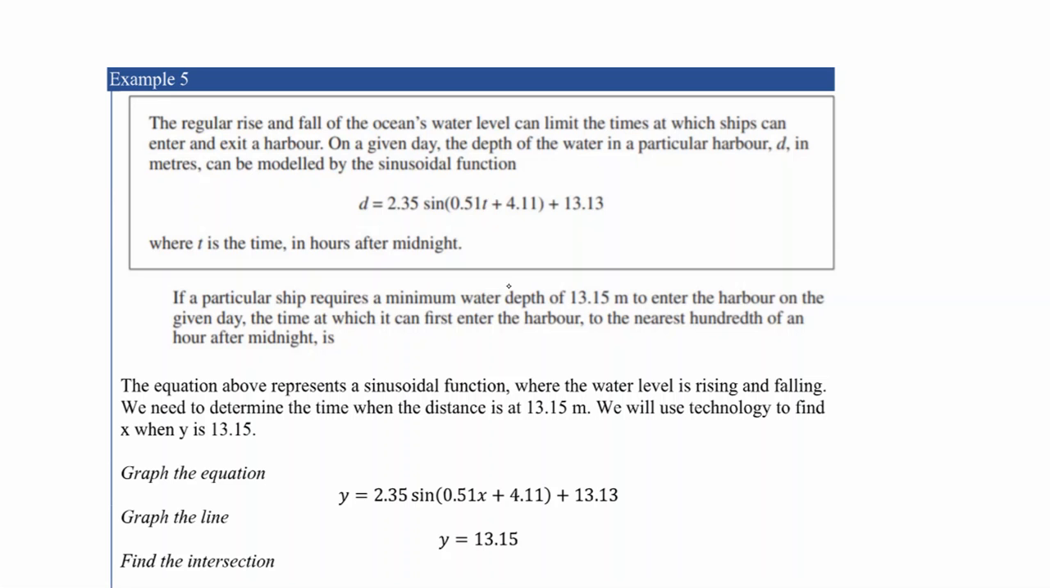If a particular ship requires a minimum water depth of 13.5 meters to enter the harbor on the given day, the time at which it can first enter the harbor to the nearest hundredth of an hour after midnight is. Okay, so what we've been given here, D, is our depth, and they're saying that this ship can't go in the water unless it's at this depth. So they've pretty much given us the depth, and now we need to solve for t.